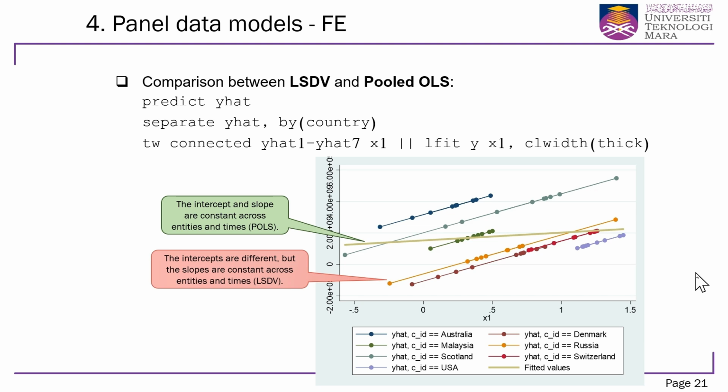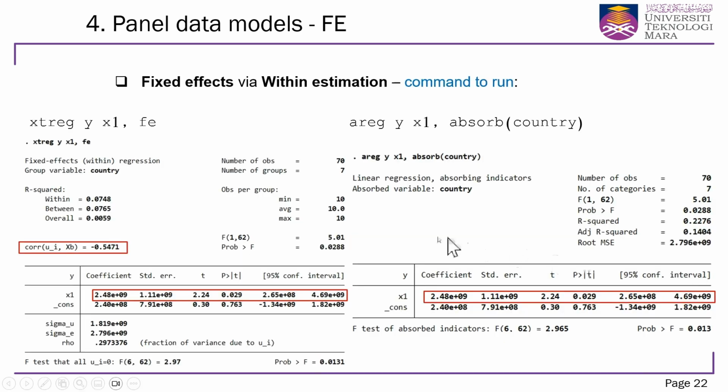We continue with the second way of estimating fixed effect via within estimation. First, let's try to run the command of fixed effect within estimation. There are two commands that can be used to estimate fixed effect within estimation. First is xtreg y x1, fe. Fe is the option we tell Stata regarding the types of panel model that we want from the xtreg command.